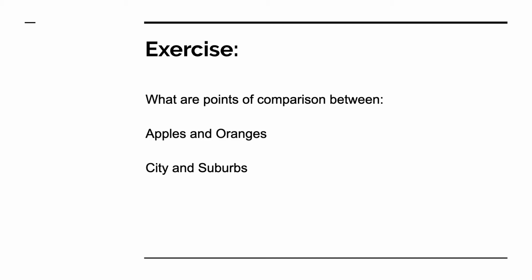City and suburbs. So you could look at population densities, amenities, public transportation, different things like that might be less obvious than just, one's in the city and one's just outside of the city, or they're both more populous than rural or something like that. That's a little less interesting.